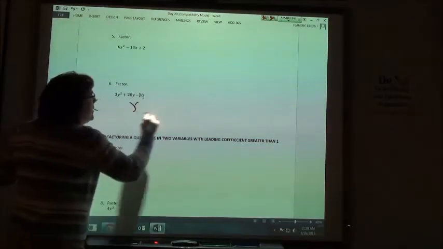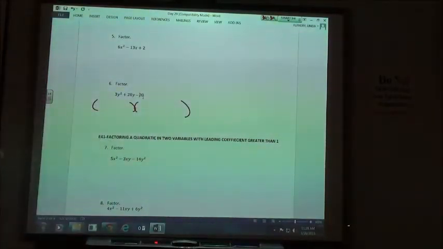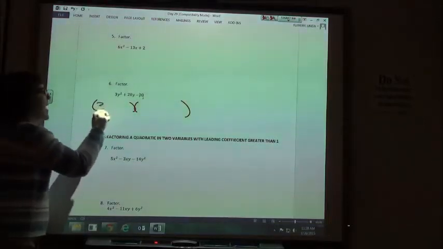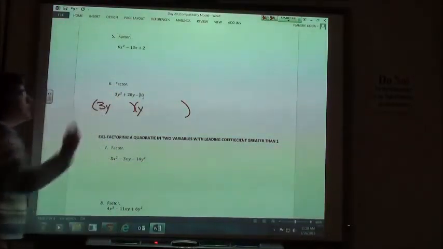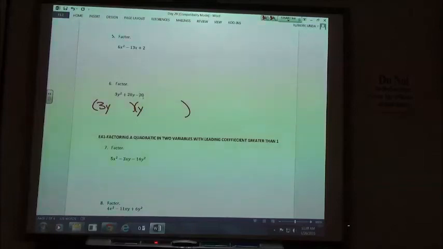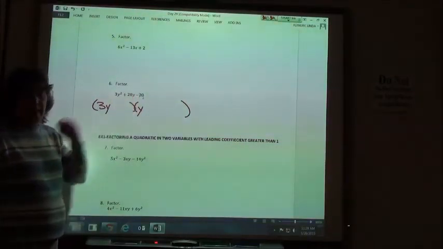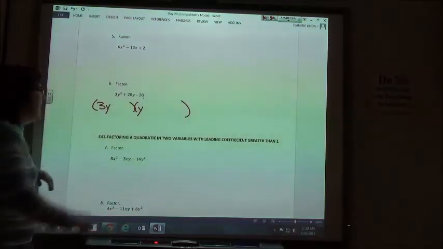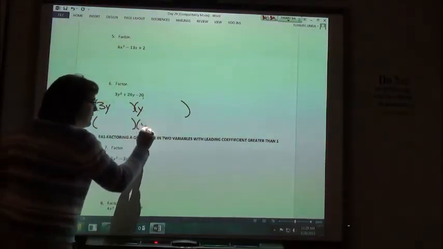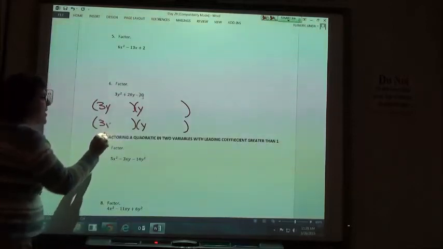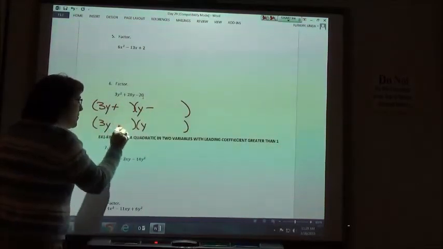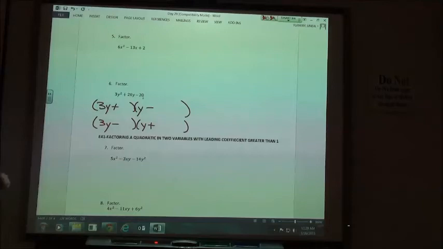Again, we're factoring. Factors of 3y squared. Well, for 3y squared, we only have 3y times y since 3 is a prime number. 1 times 3 is the only way to get 3. This one, we have a minus on the end. When we have a minus on the end, it means that it's either a plus and a minus or a minus and a plus. We don't know which order they go in.